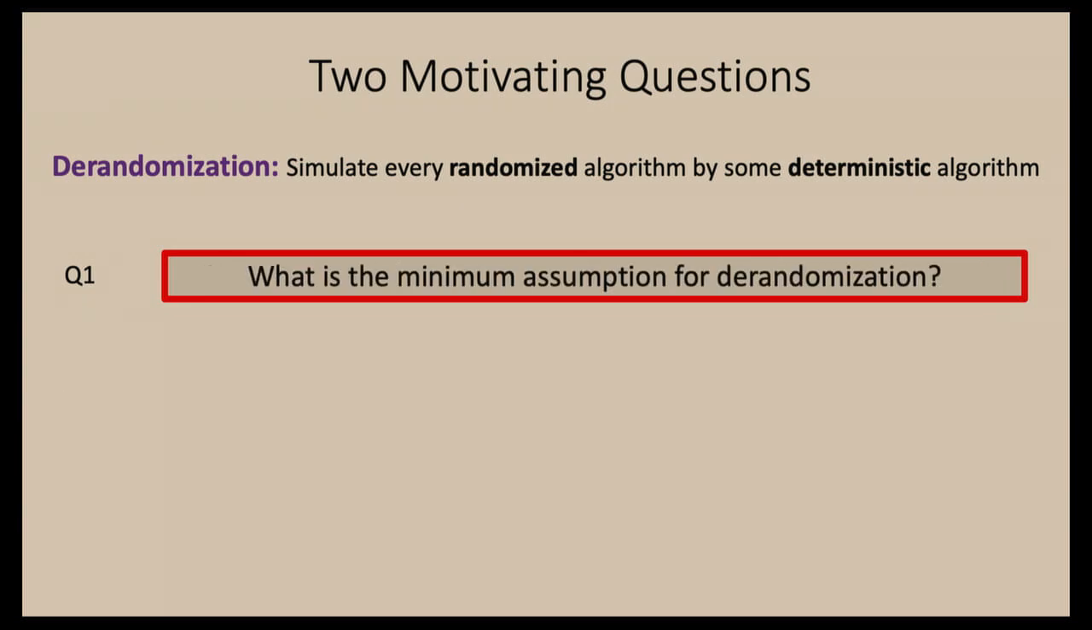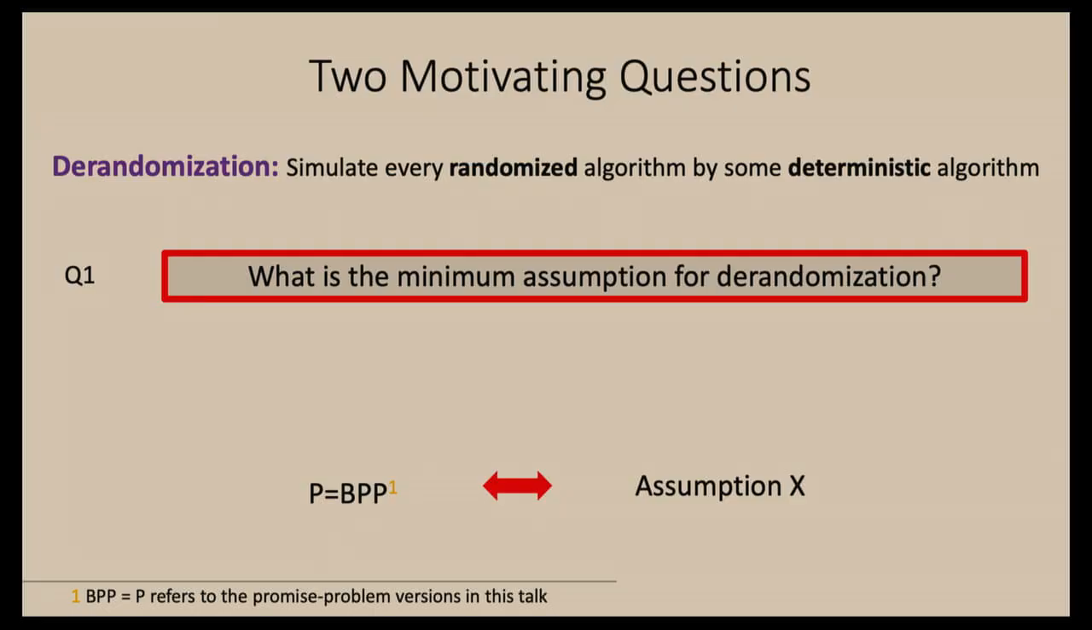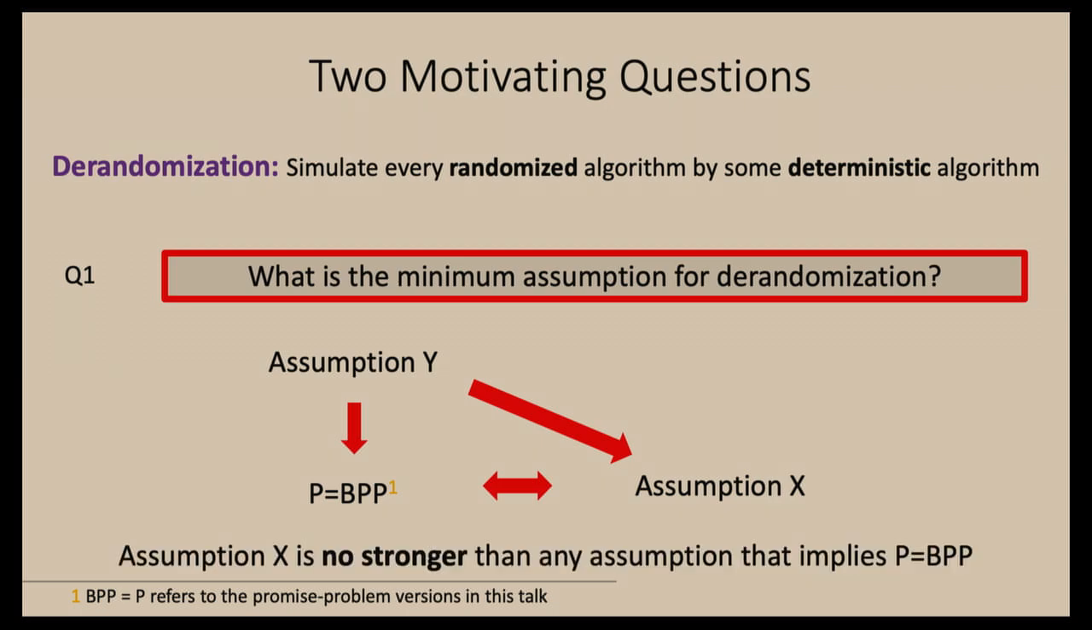So let's get into more details about the first question. Let's take a closer look. What we want is to get P equals BPP. And what we would love to have is a hardness assumption X, which is both necessary and sufficient for P equals BPP. If we can have such an assumption, then it means that for any other assumption Y, if Y implies P equals BPP, then Y also implies X, just by virtue of being an equivalence. So then you can see assumption X is no stronger than any other assumption that implies P equals BPP. And we'll have a very good understanding of what is required for derandomization. So that's for the first question.